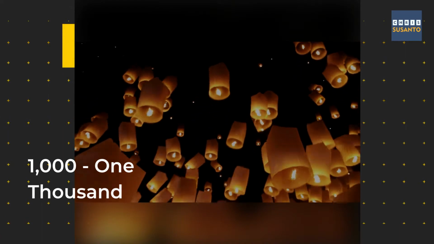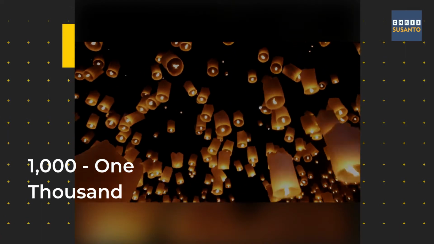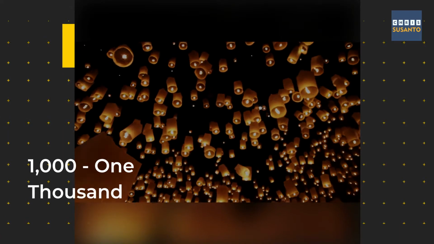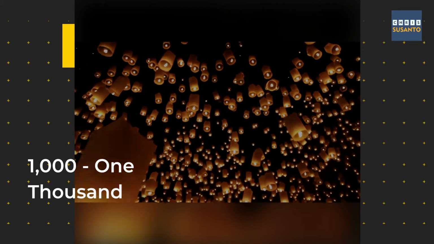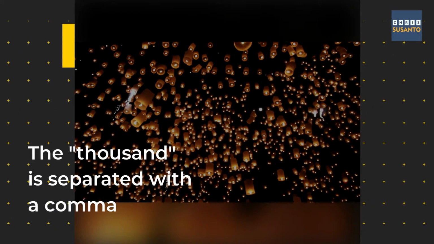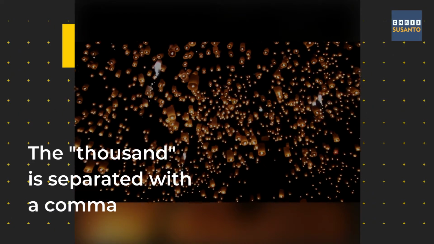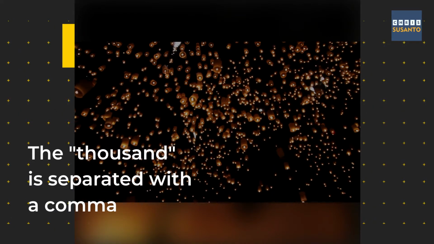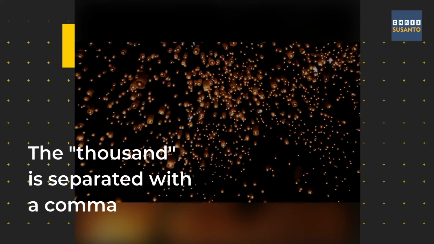Next, we move on to the thousand. 1,000. The thousand is separated by a comma. This is different from languages like in Indonesia, where our thousands is separated by a period. Please keep that in mind.